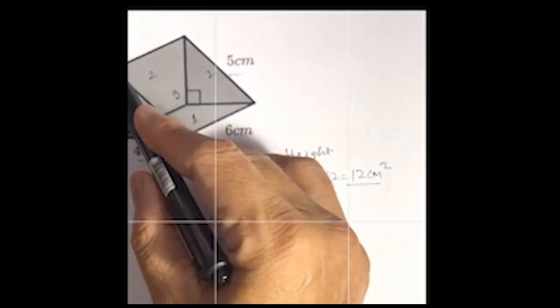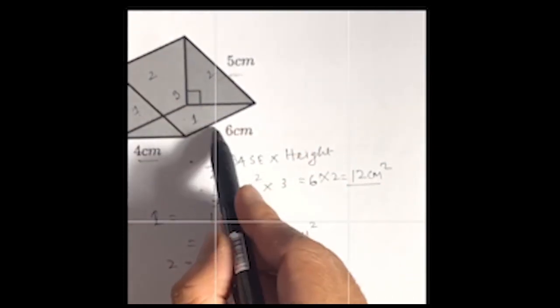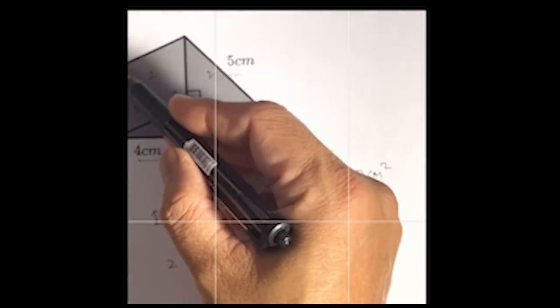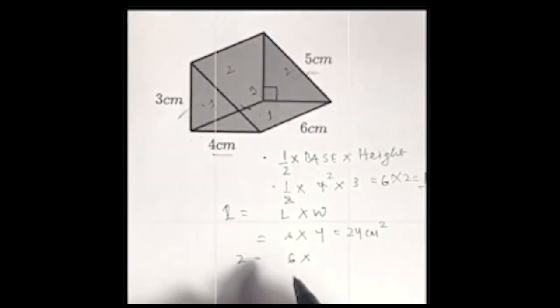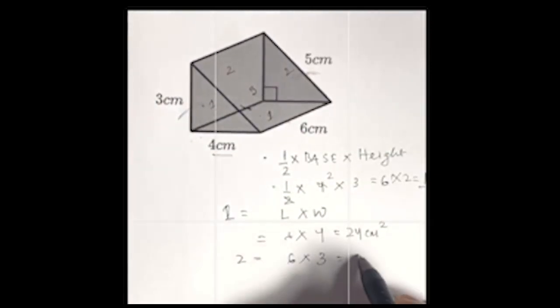Now let's go to the second one, this one. This is 6, so I can say this is also 6. So the length is 6. What is the width? The width is 3. So it is 18 centimeter square.